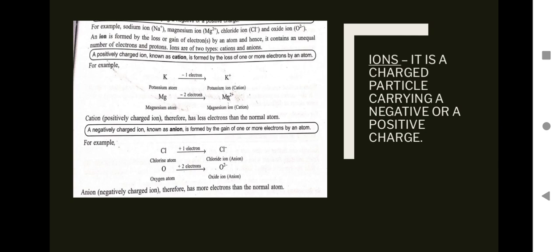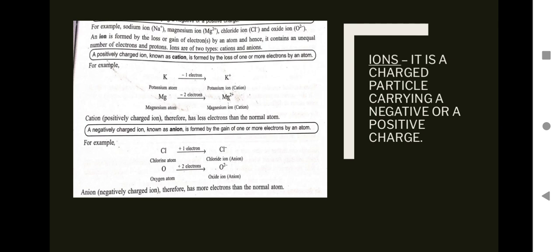Now we will discuss ions. When atoms, groups of atoms or molecules lose or gain electrons, they become charged. These charged species are known as ions. Atoms in solution generally exist in the form of ions. These can be negatively or positively charged, thus they can be categorized into 2 groups.